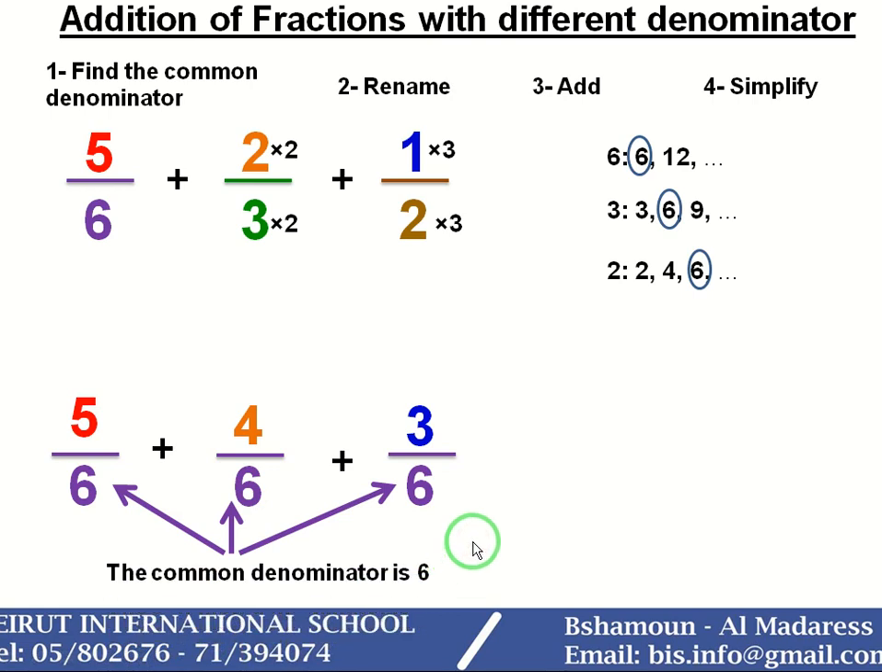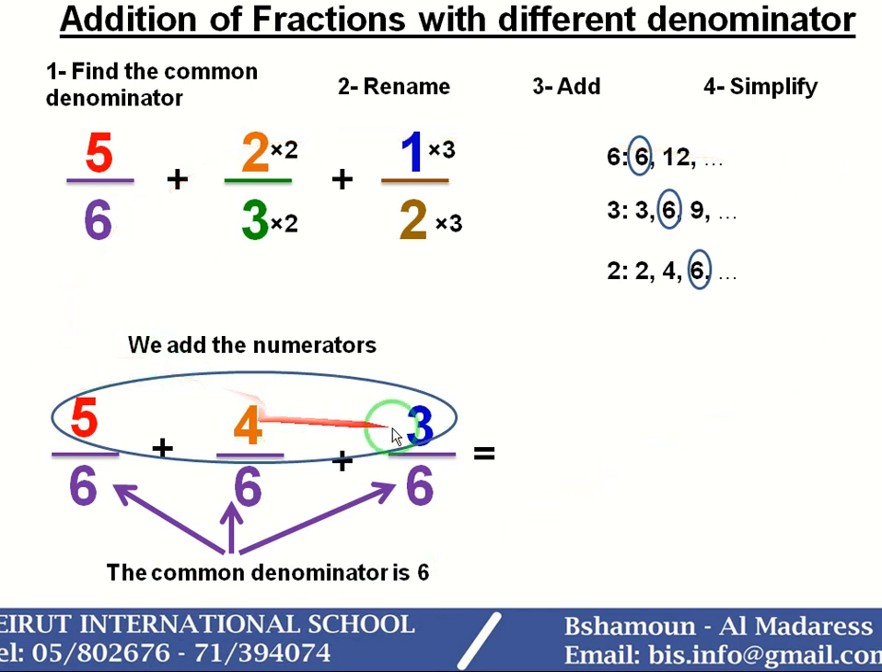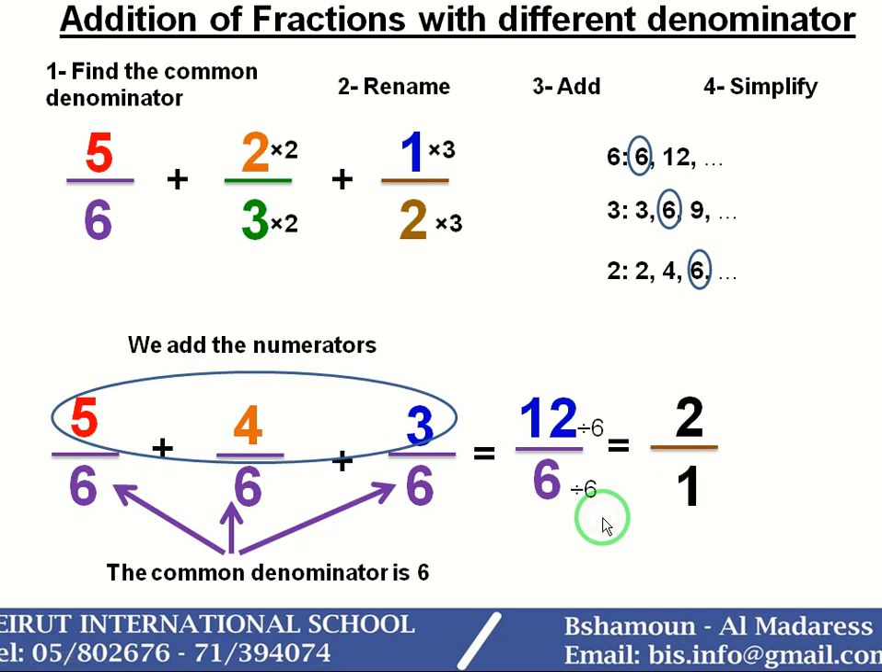I can add the numerators now. So 5 plus 4 plus 3 is equal to 12 over 6. I notice here that the 12 over 6 is not in its simplest form. So I have to simplify. 12 and 6 have a common factor 6. So I divide by 6 and that will be 2 over 1, which is equal to 2. I write it as a whole number.